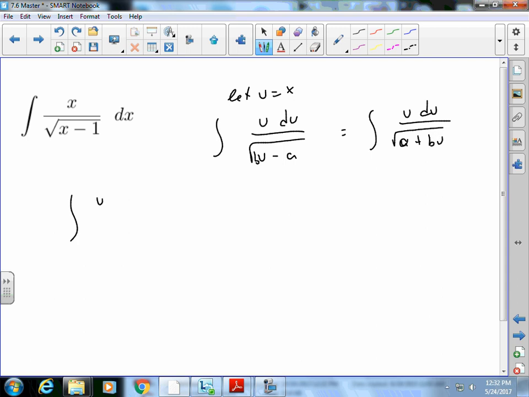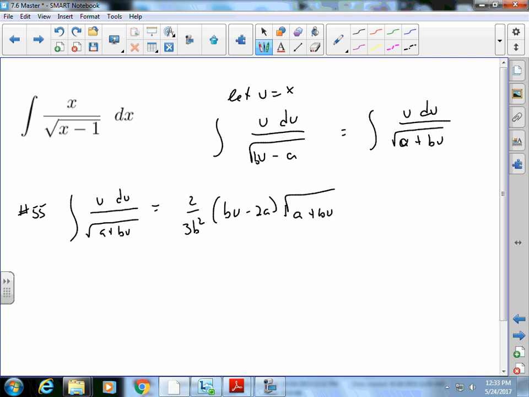Because a could just be a negative 1. So we're in the form of u du over the square root of a plus bu. And that's going to result, and by the way, this is number 55. Again, you should tell me which one it is. That's going to be 2/3 b squared times the quantity bu minus 2a, times the square root of a plus bu, plus a constant.